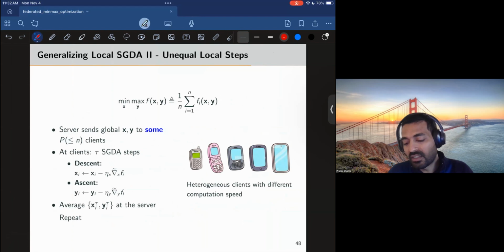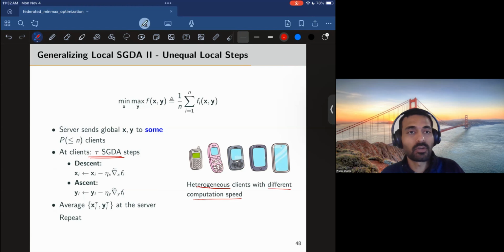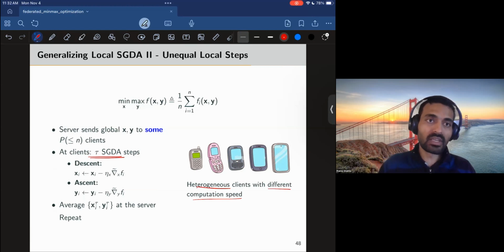So far we have assumed that in every round, every client is carrying out the same number of local steps. Every client is carrying out tau SGDA steps. However, as you have seen earlier, in federated learning, different clients have different capabilities, they have different amounts of data. Therefore, it makes sense that different clients would have different computational speeds. Like all of us have different smartphones, different laptops, different tablets. So different devices should have different computation capability.